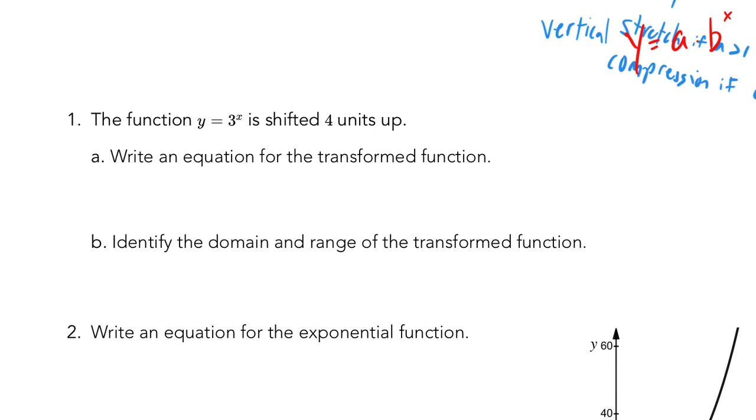So to start off with a simple one, the function y equals 3 to the x is shifted 4 units up. Write an equation for that transformed function. So I'm just going to start off with our function, y equals 3 to the x. I want to shift it 4 units up. So remember, that's that k value, which is at the end. So all I have to do is add 4 to that, and that'll shift it 4 up.